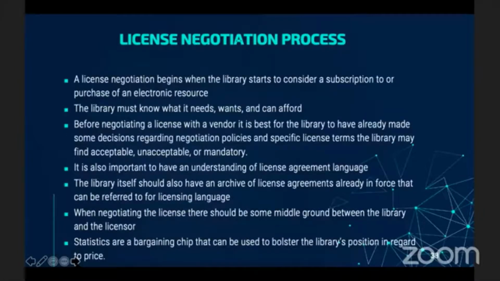Now, the negotiation process of a license, in short, begins when the library starts to consider a subscription or to purchase an electronic resource. Firstly, the library must know what it needs, what it wants, and what it can afford. Before negotiating a license with a vendor, it is best for the library to have already made some decision regarding the negotiation policies and specific license terms the library may find acceptable, unacceptable, or mandatory.